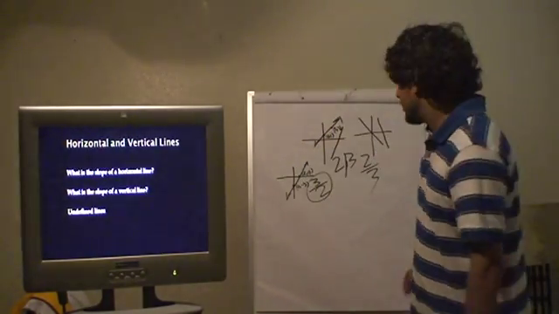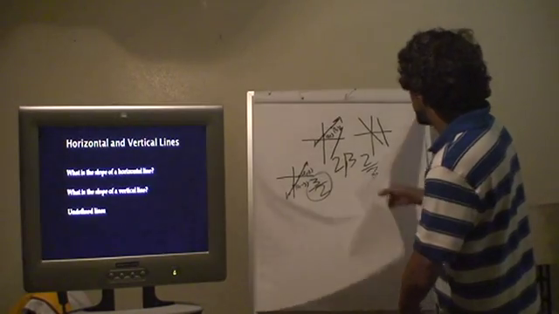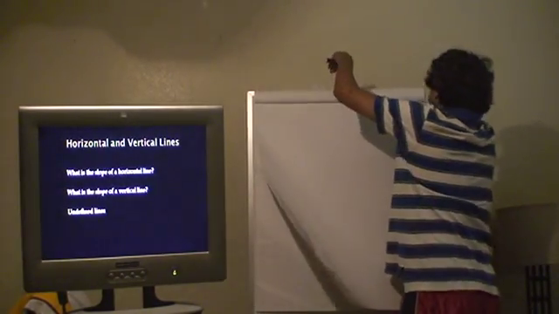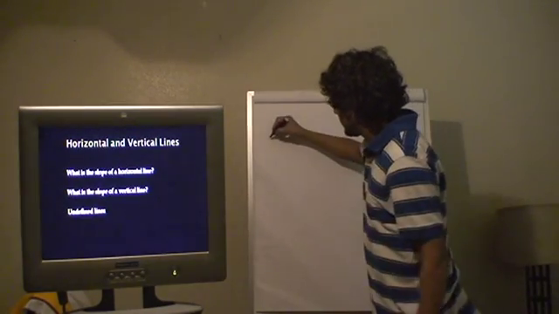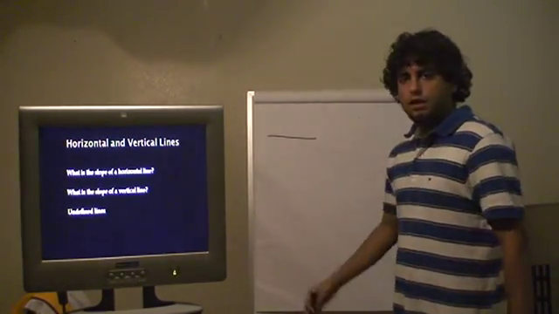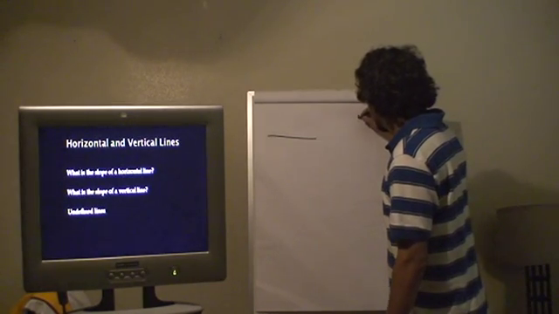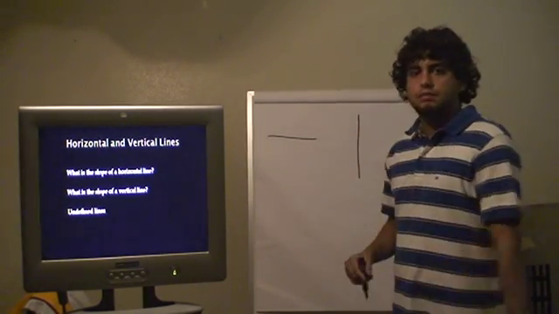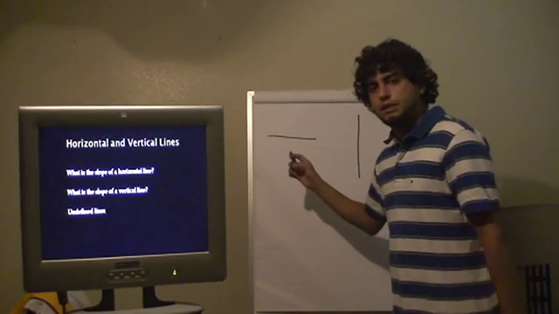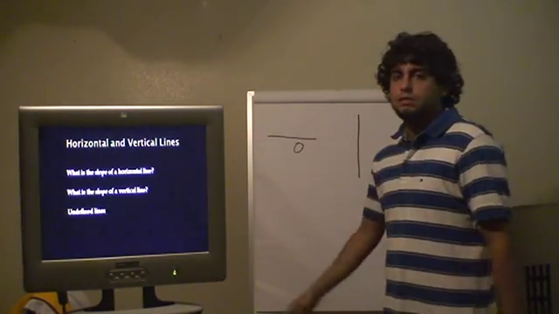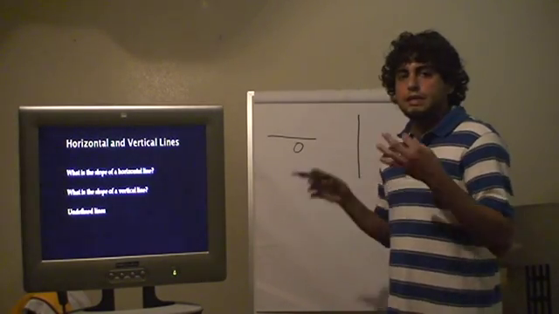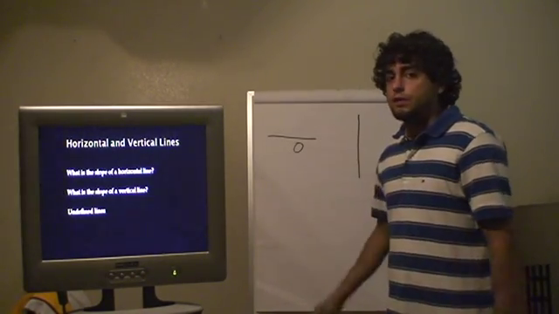Now let's talk about horizontal and vertical lines. Alright, a horizontal line. That's a horizontal line. Vertical line. That's a vertical line. Okay? What's the slope of this line? The slope of a horizontal line will always be 0. Always. Okay? No matter what, it's 0. It's not rising anywhere, it's not running anywhere.